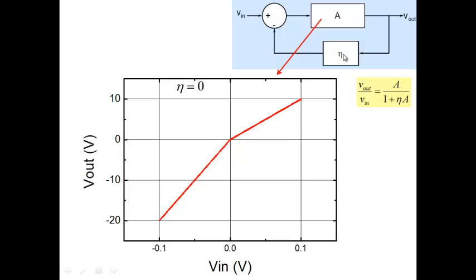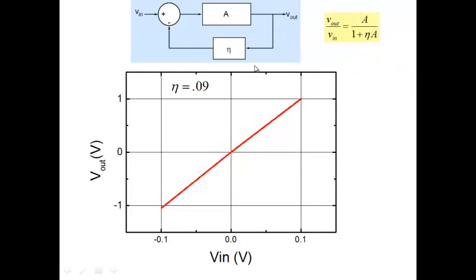Now let me put in negative feedback and look at V out versus V in, the overall V out versus V in. Same amplifier, now with negative feedback, with an eta of 0.09. See what happens? V out versus V in after applying negative feedback. Look at the linearity here: 1 here and minus 1 here. Very linear. So highly linear.